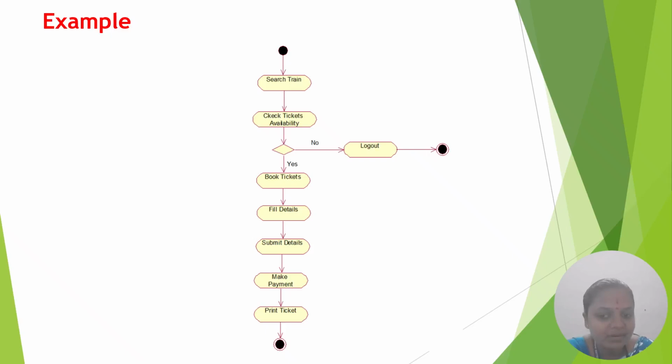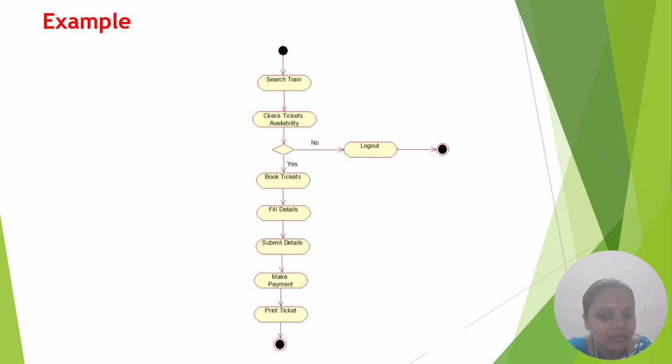The process starts when the user opens the application. First, the user searches for a train by entering the source, destination, and travel date. Next, the system checks the ticket availability for that particular train. Here, there is a decision point. If no tickets are available, the user will be directed to log out and the process ends. But if the tickets are available, then the user can continue with the booking.